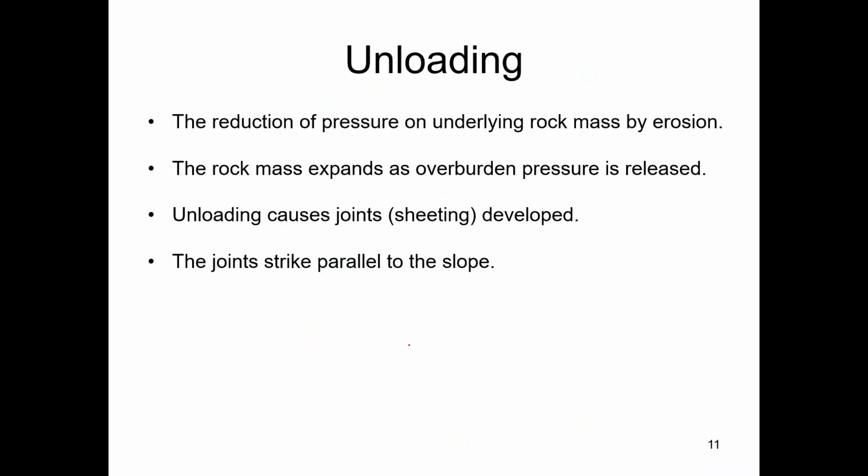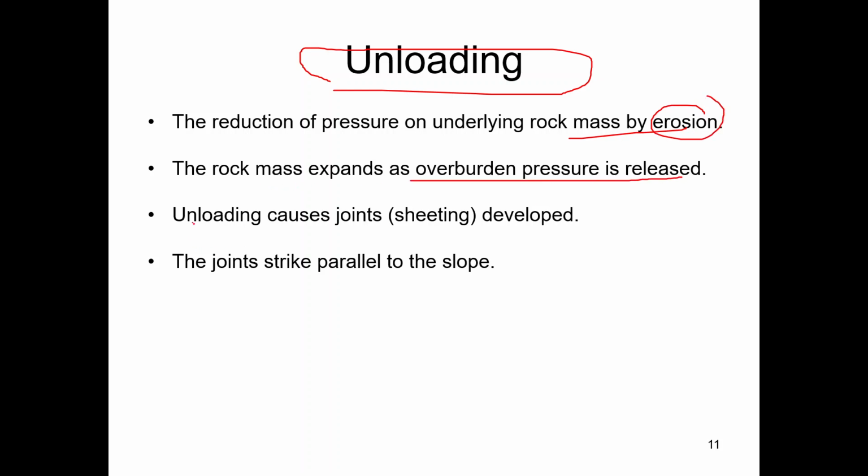The second force from the physical weathering is unloading. Unloading is because of the reduction of pressure on the underlying rock mass by erosion. Okay, this rock mass expands as the overburden pressure is released. Unloading causes joints, or sheeting joints, to develop, and the joints strike parallel to the slope.